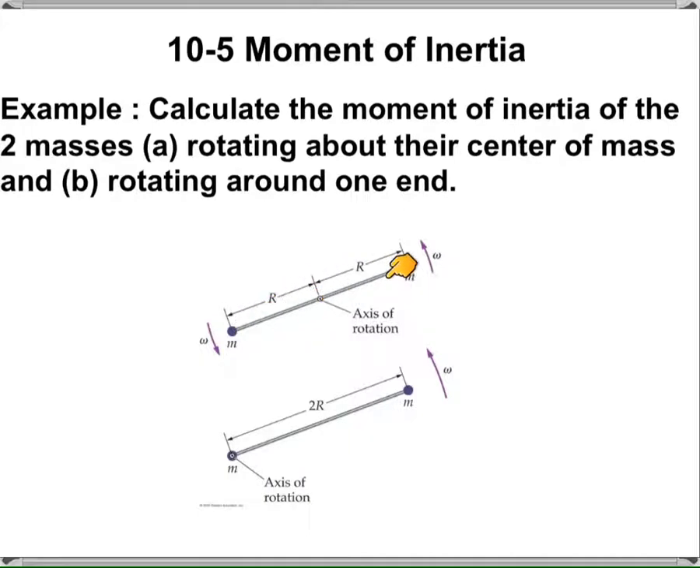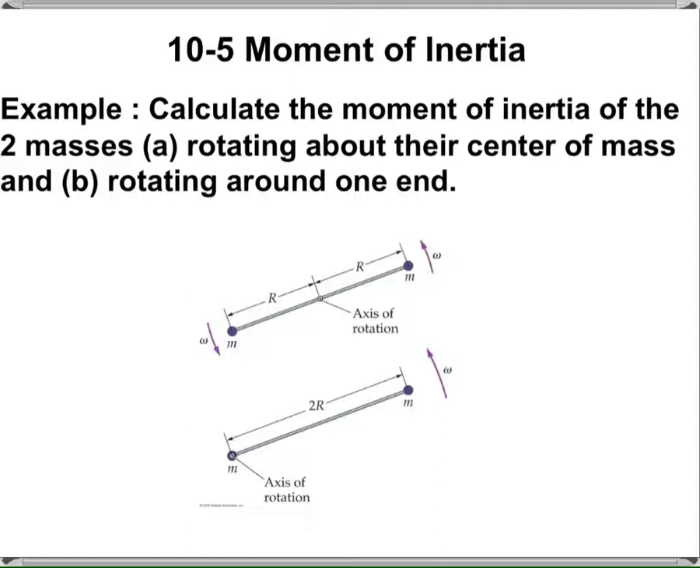But instead, if you rotate the same system through a point where one of the masses is located, at the center, what is the moment of inertia in that case? Do you think the moment of inertia will be different? Maybe the same? Let's do the calculation then.